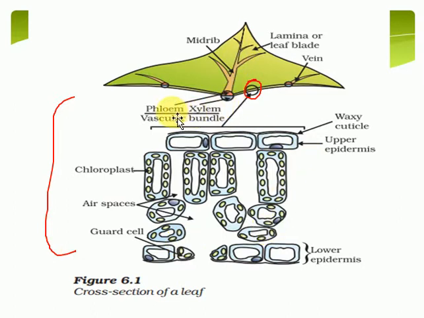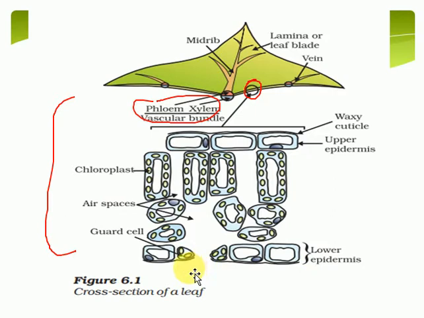Here in the midrib, what is present? Phloem and xylem, which together form the vascular bundle through which the conduction of water, minerals and food takes place. Right now we are not talking about xylem, phloem and vascular bundle. We will just concentrate on the photosynthesis part. So this particular part is enlarged and it is shown to you. Here you can see the upper epidermis of the leaf, and this is the lower epidermis of the leaf.